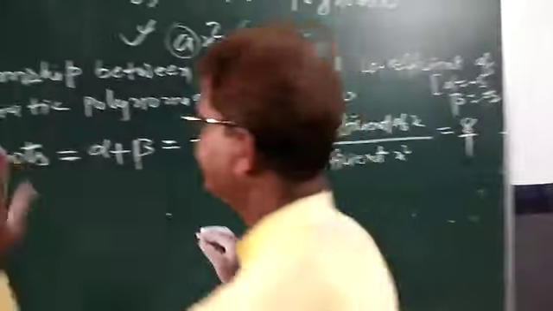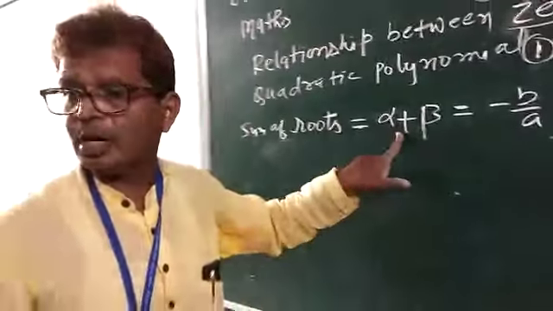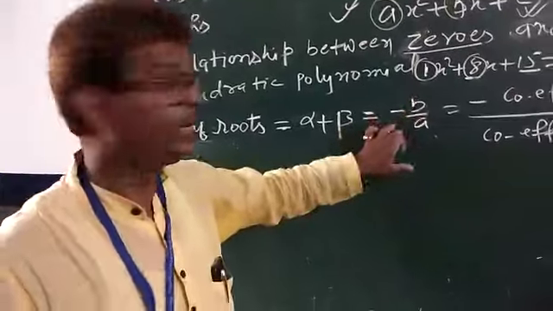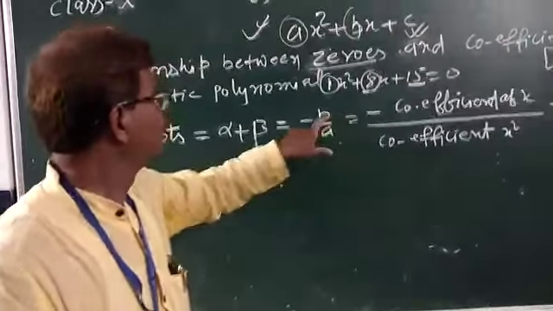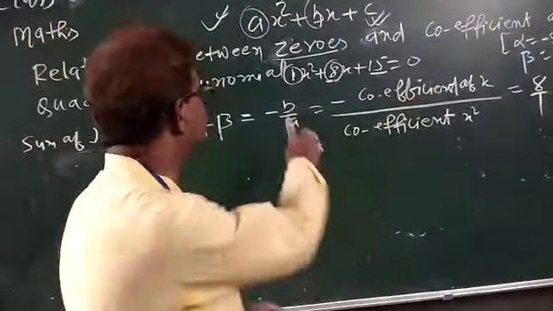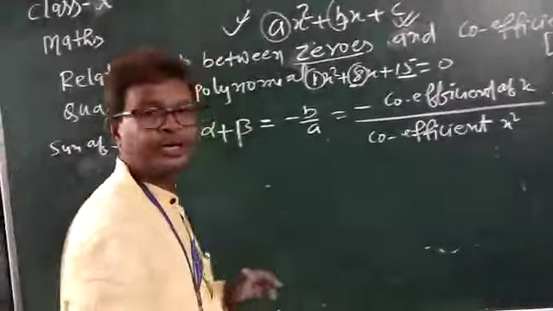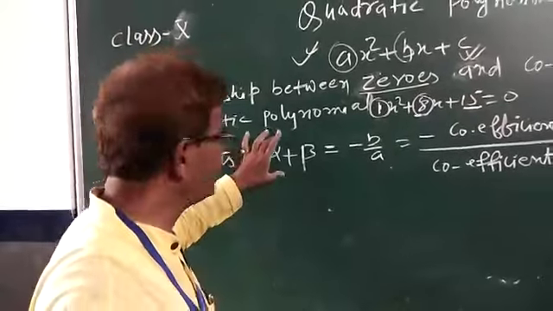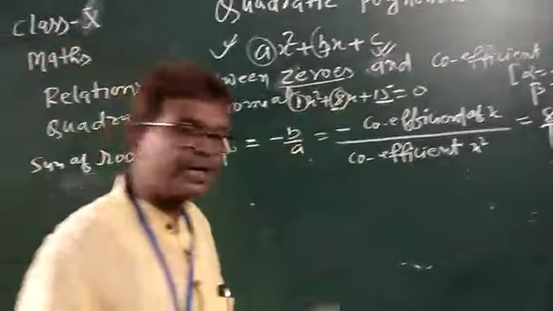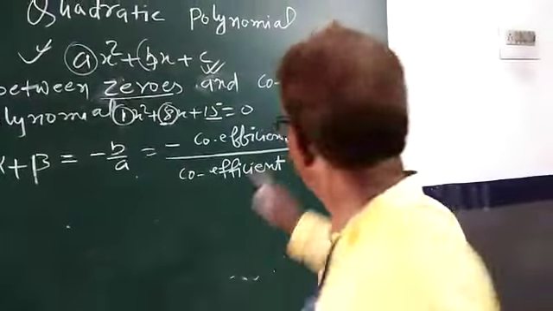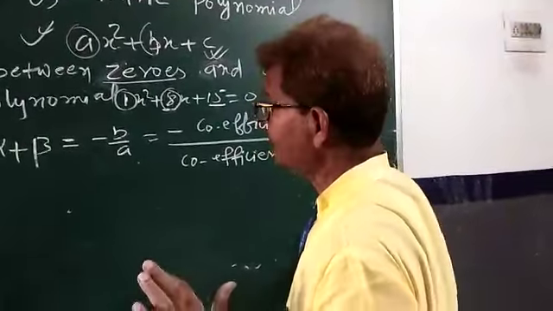Just try to understand, the sum of the roots is alpha plus beta, and this will be equal to minus b by a. Minus b is minus the coefficient of x, and a is the coefficient of x square. So if you add it, you will get minus 8, and if the minus is put before the expression, we will get 8. So 8 by 1.